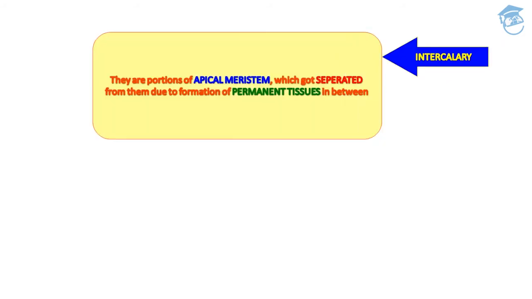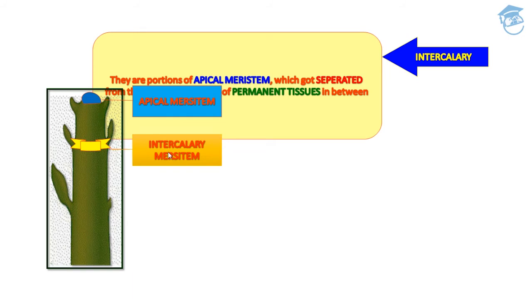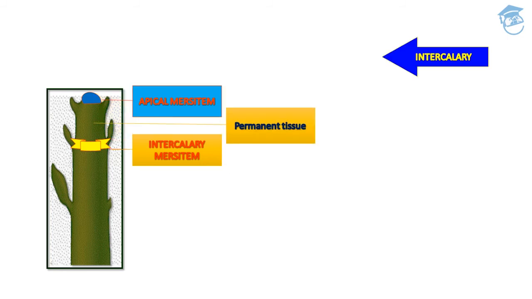Now another tissue is intercalary meristem. It is the portion of apical meristem which got separated from it due to the formation of permanent tissue in between. Let's see, this is apical meristem, this is intercalary meristem, and this portion is longitudinal meristem. Apical meristem we have studied. Now we'll study intercalary meristem. See, this is the permanent tissue. That's why intercalary meristem is a part of apical meristem, but it later gets separated because of the formation of permanent tissue in between apical meristem and intercalary meristem.